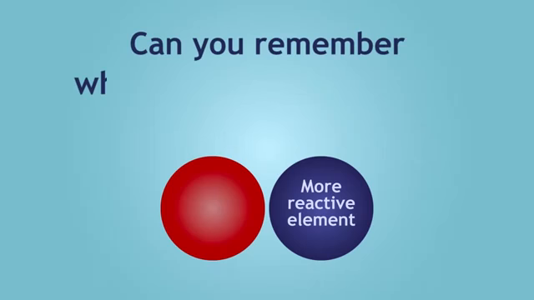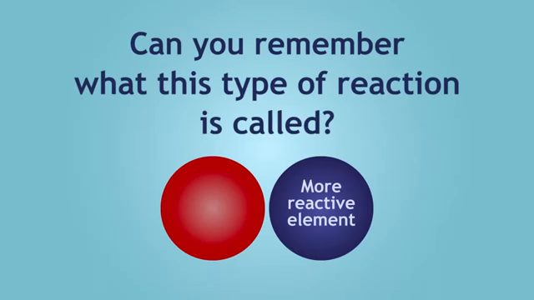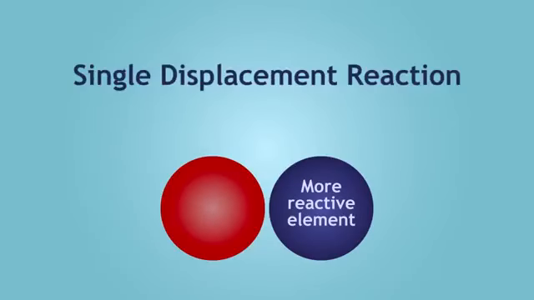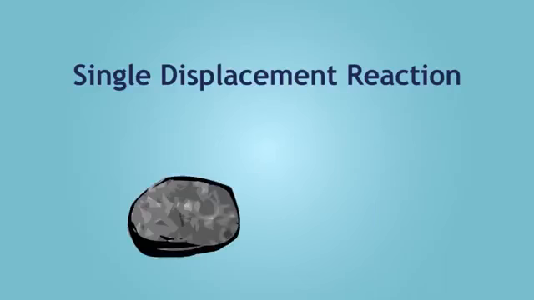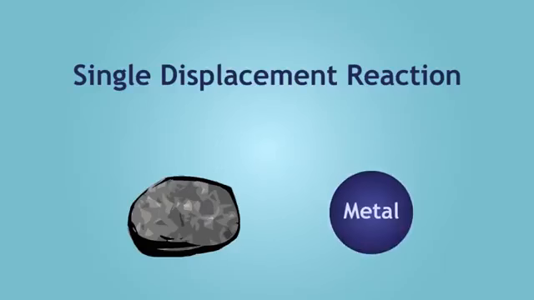Can you remember what this type of reaction is called? Pause, think, and continue when ready. The answer is a single displacement reaction. So to extract a metal from an ore, a single displacement reaction must occur.